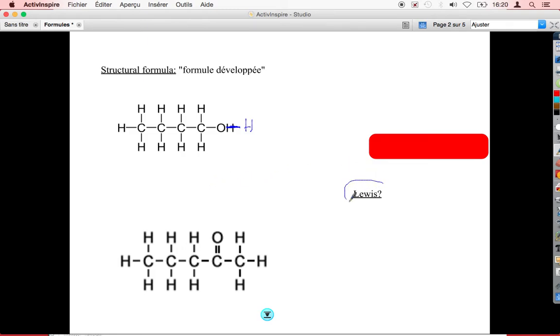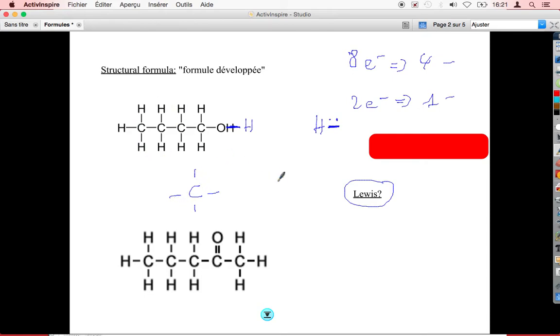We can add something about Lewis. We talked about the Lewis formula. It says that we need to have 8 electrons, meaning 4 lines around each atom, or 2 electrons, meaning 1 line. So 2 electrons is just for hydrogen, which makes just 1 bond. So you have 1 line around H, meaning you have 2 electrons, so the rule is respected.